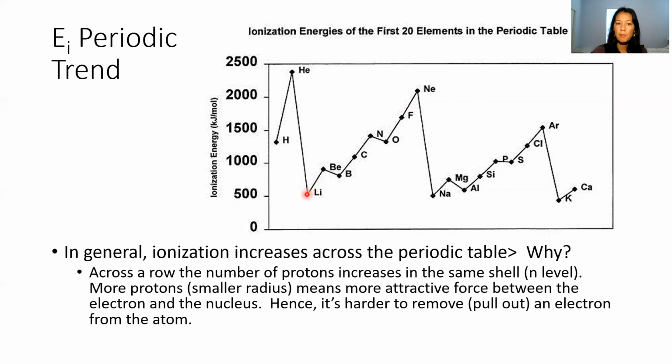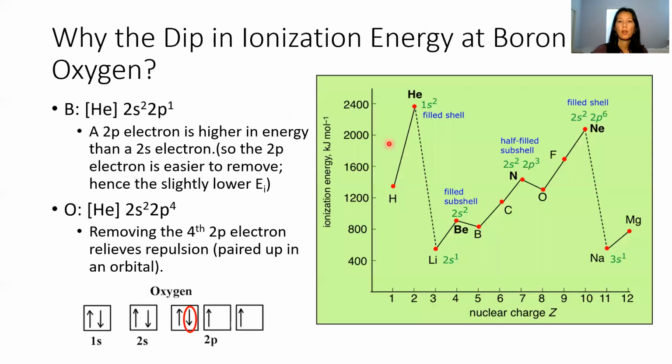So hopefully that makes sense. As you go across, there's more of an attractive force. You cannot rip out that electron as much. So overall, it increases. But look at these little blips here. We call these anomalies. Why is there this dip at boron and then also at oxygen? We're going to take a look at why that is.